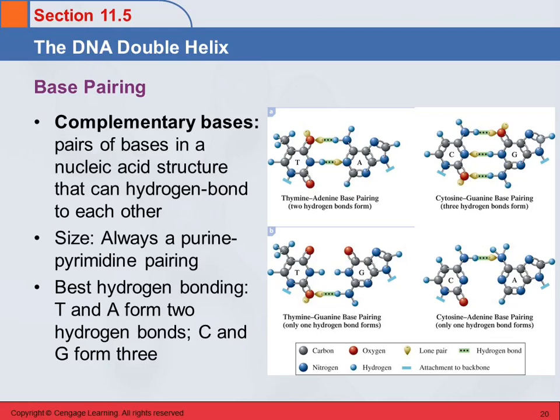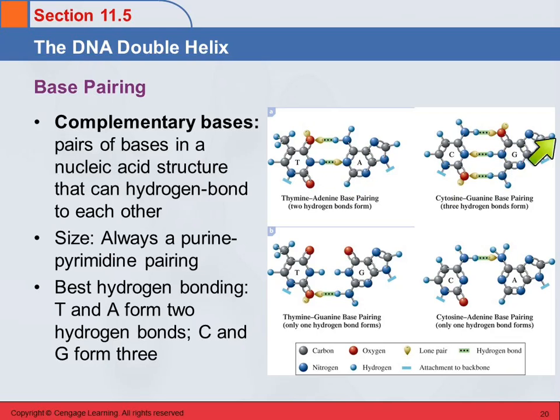So there is base pairing. There are complementary bases, and this is why there's always the same number of A and T or C and G. Complementary bases are pairs of bases in nucleic acid structure that can hydrogen bond to each other. So if we look at thymine and adenine, we see that one's a purine and one's a pyrimidine. This one's got the single ring and that one has the double ring. And we'll notice that there's always a purine-pyrimidine pairing. You're never going to have two pyrimidines or two purines, because this guy is bigger, isn't he?